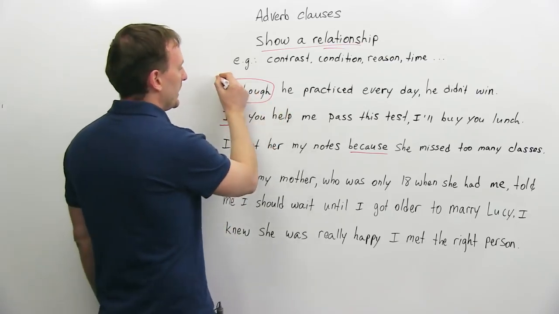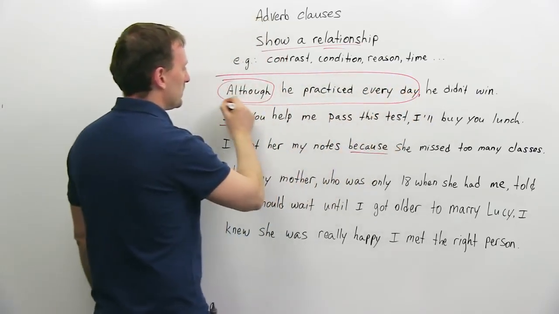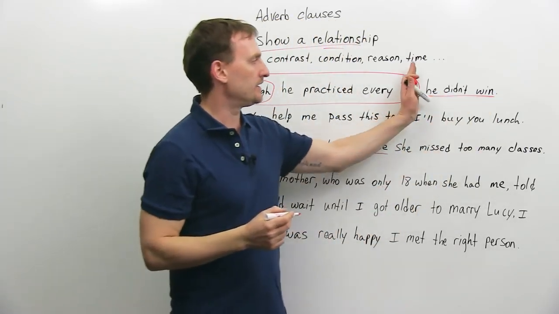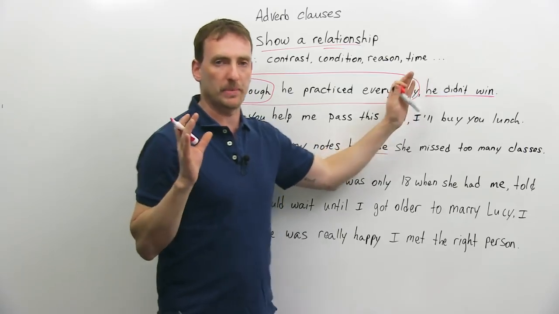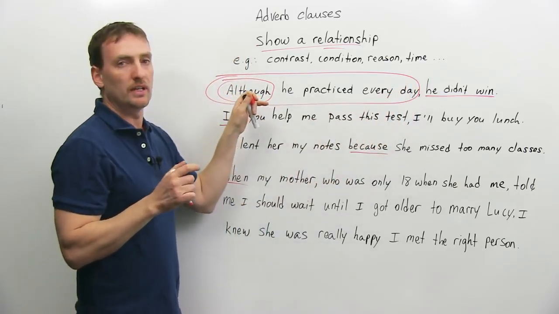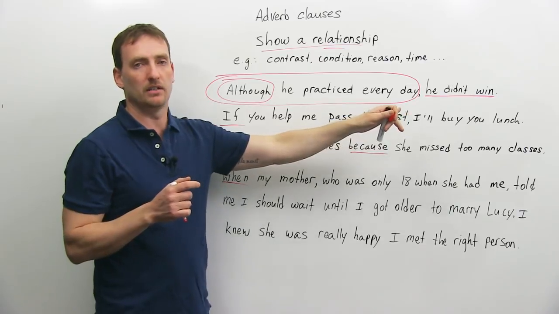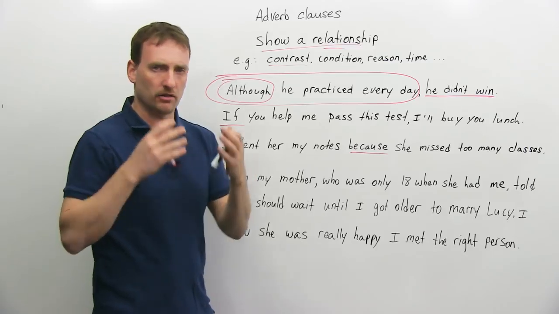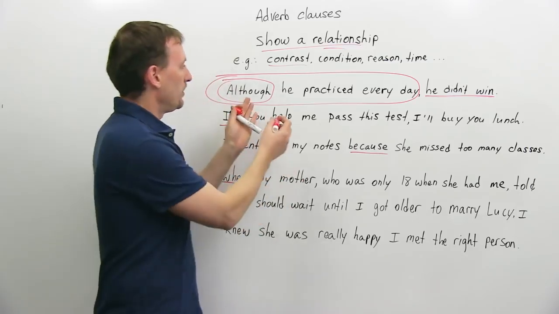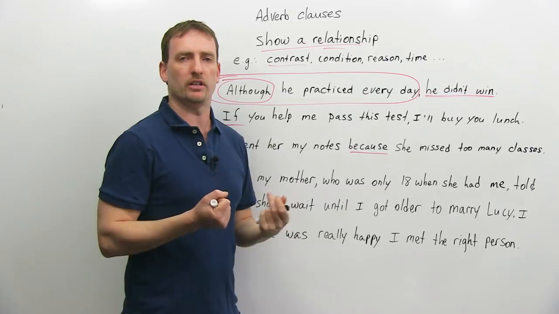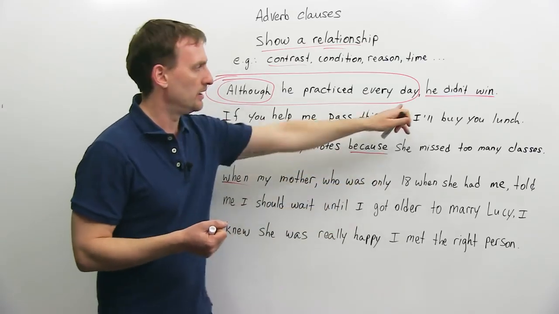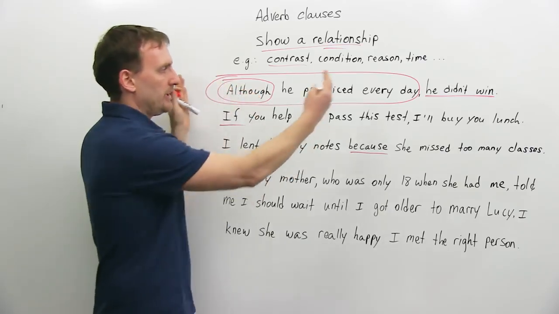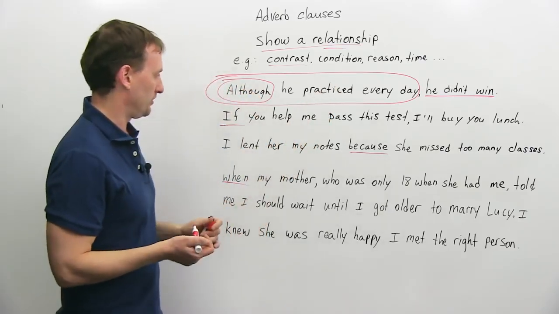Although he practiced every day, here's your adverb clause. He didn't win. Here's your independent clause. This is the sentence. He didn't win. But the contrast though, although he practiced every day. So what's the relationship of contrast? It means opposite ideas, right? Or opposite expectations. You think he practiced every day, he should be very good. He should win the contest. But he didn't win. So this is like but, although it creates a dependent clause.